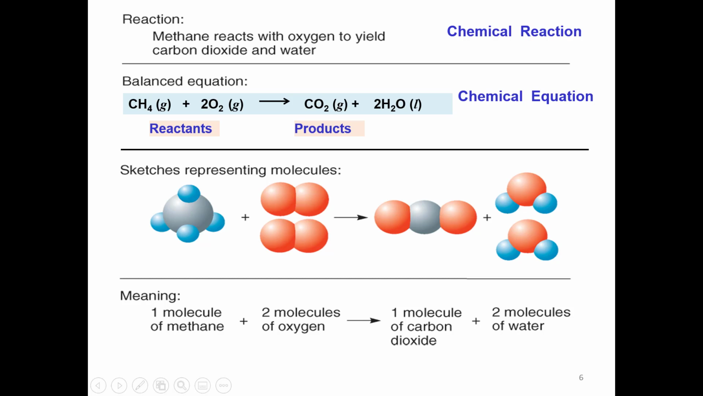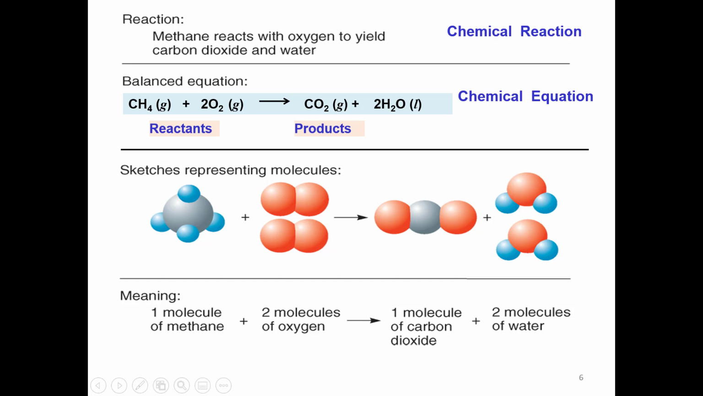In the first part of the equation we have the reactants. In the second part we have the products. Also, we can use sketches to represent the molecules. In this case, we have the methane molecule. Here we have 2 oxygens, and they react to form carbon dioxide: carbon and 2 oxygens, plus 2 molecules of water.